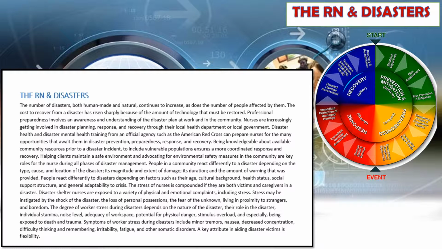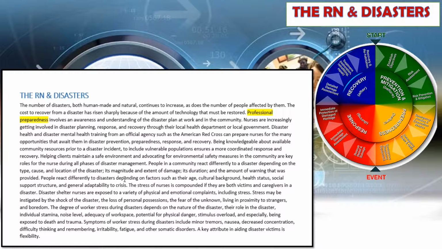And we as nurses in the community know that professional preparedness is going to be important on our part. Professional preparedness involves an awareness and understanding of the disaster plan at work and in the community where you reside. So here's a question I have for you. Do you know what that plan is for your house or your community as far as many aspects of disaster are concerned?